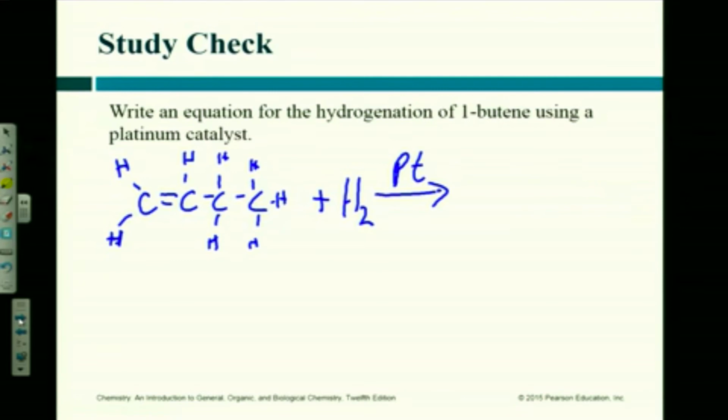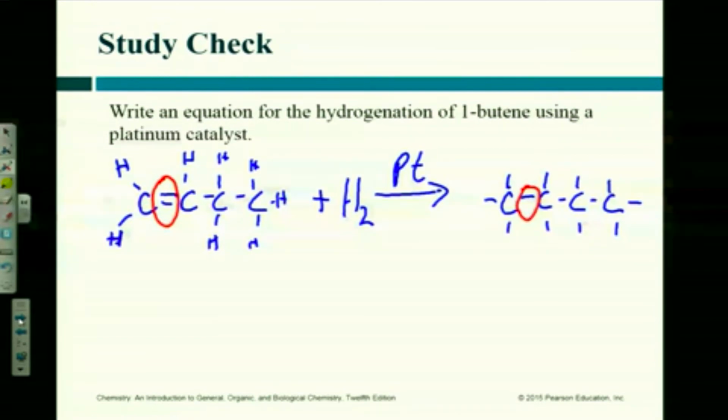And what do I wind up with? I'm not going to put all the hydrogen on there. Like that. Note the difference here. This was a double bond. It's now what? It's a single bond. And I've added an extra hydrogen on either side. This carbon originally had 2 hydrogens, now it has 3. This one had 1, now it has 2. Okay? Does everybody see that?